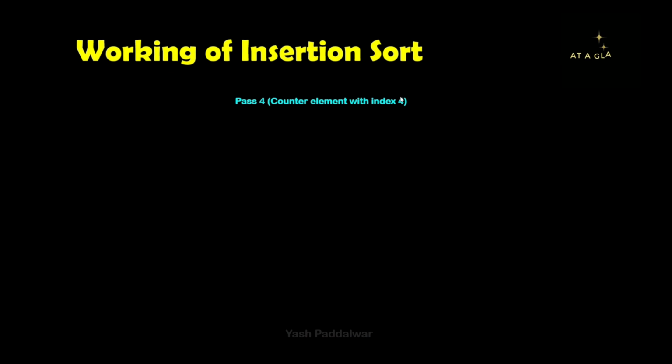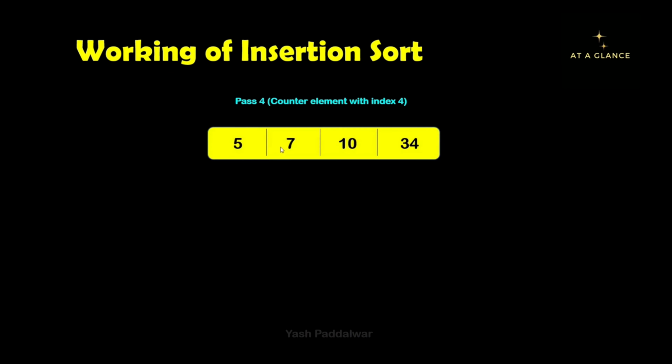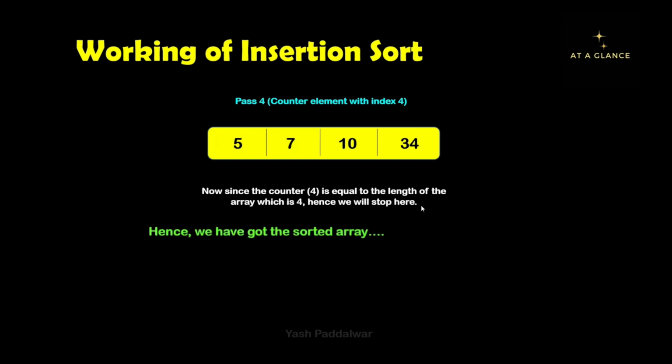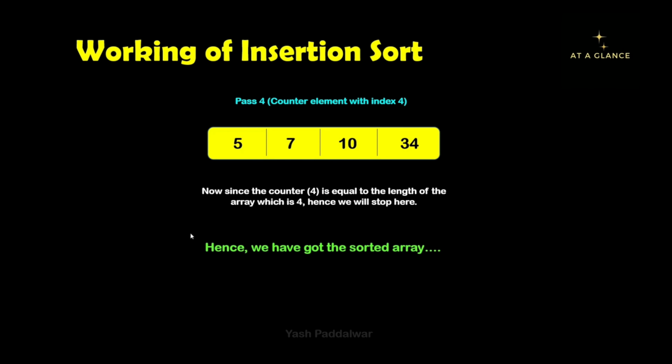So now we will go for pass 4 with index position 4. Now inside the array, we have the maximum index position as 3. We do not have index position 4. So in this situation we will stop, and therefore we have got our sorted array.